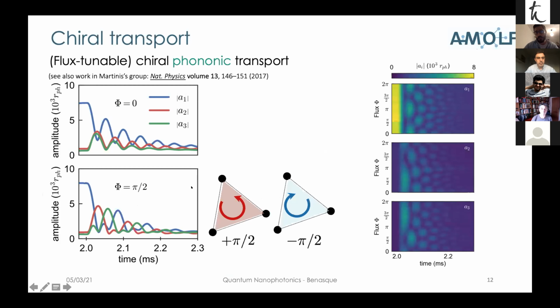And you can think of now taking these measurements. Now the horizontal axis is time and the vertical axis is flux, and you see that you always drive the first resonator, but the population is larger in the second resonator if the flux is π/2, and small if the flux is −π/2. And the converse thing happens when you look at resonator 3. So by changing the flux from +π/2 to −π/2, you can change the direction of propagation, the circulation, in this chiral state.